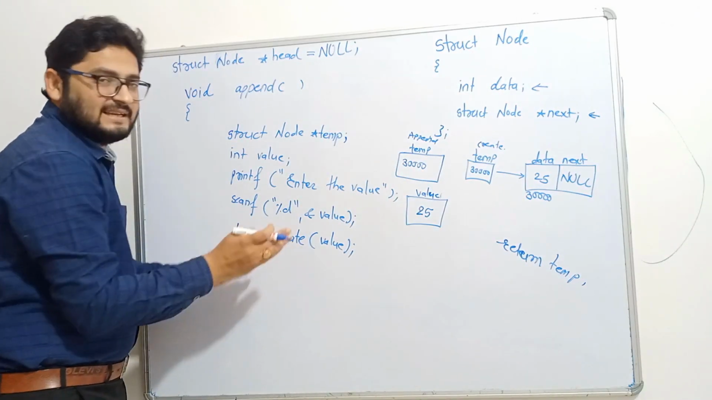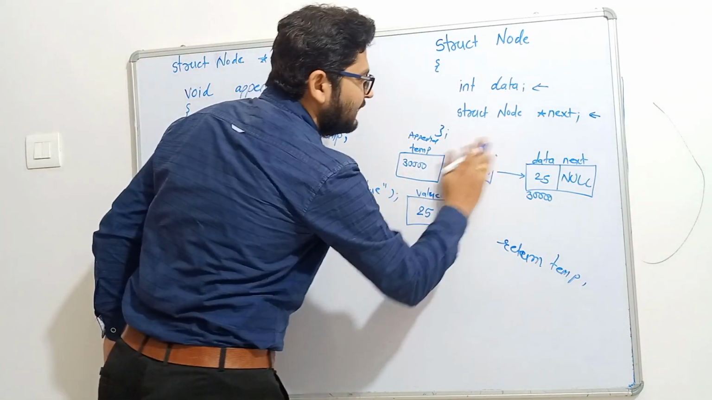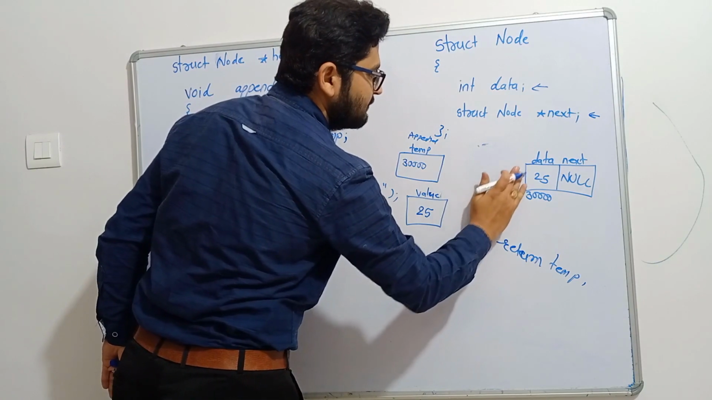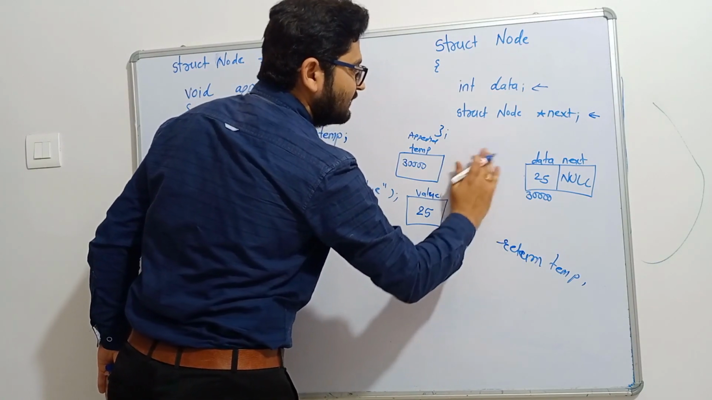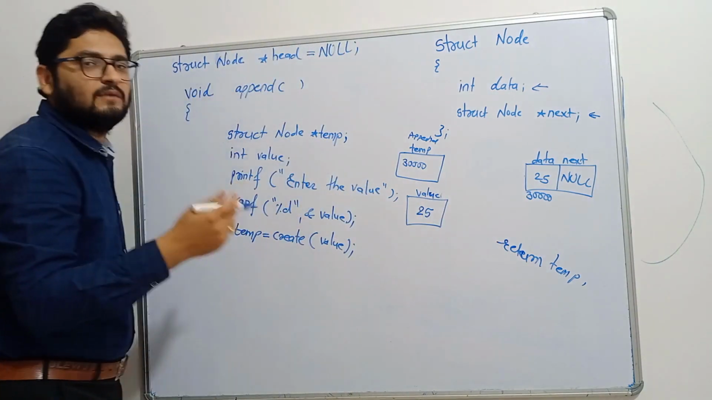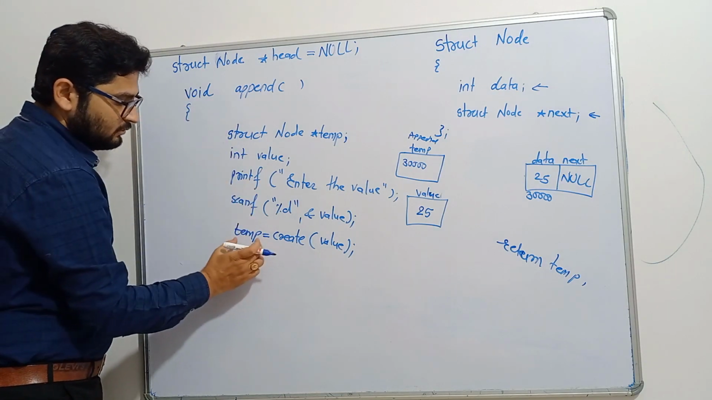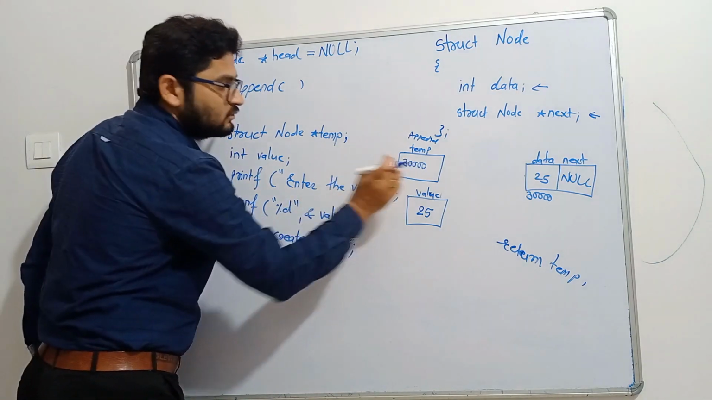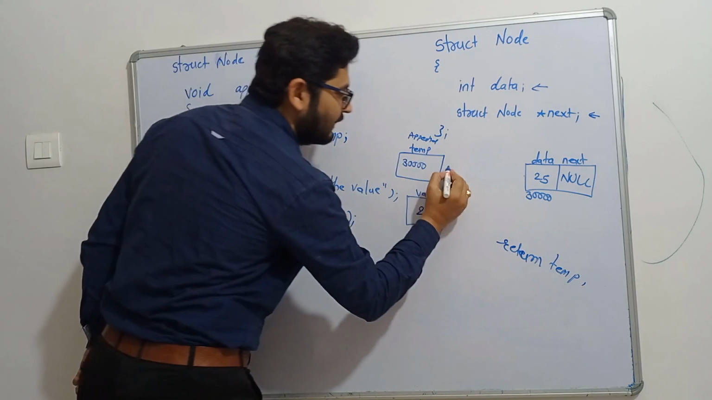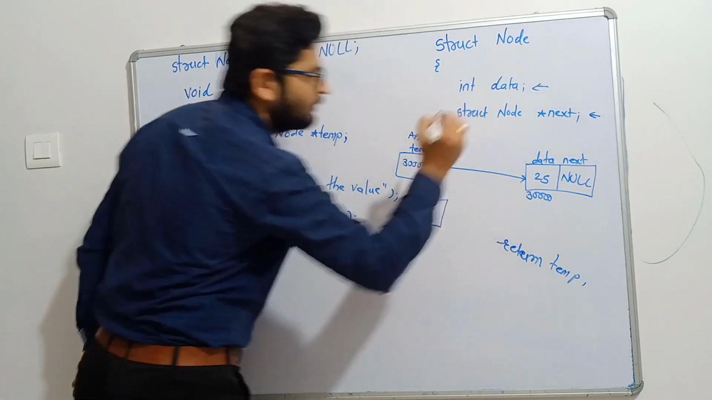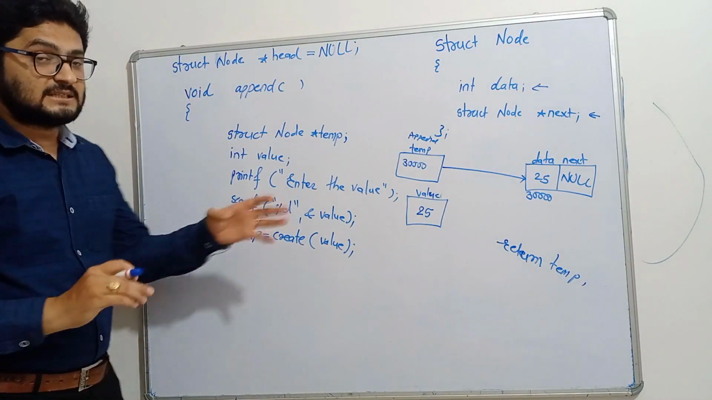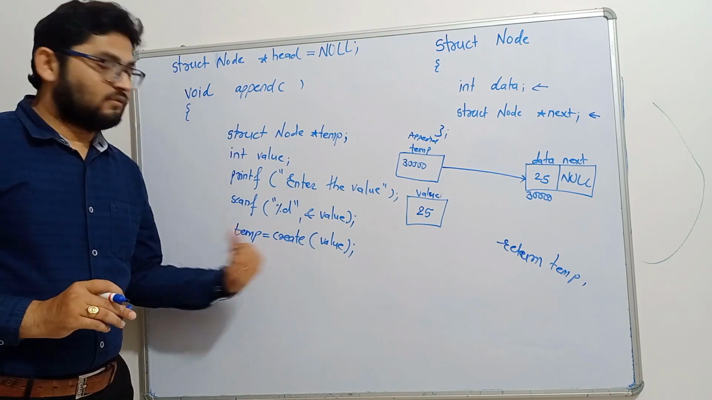And as soon as create is over, its temp will be deleted, because that temp is a local variable, and whenever the function gets over, local variables get deleted. So now this temp has 30,000. That means temp is pointing to this node that was just created by the create function.